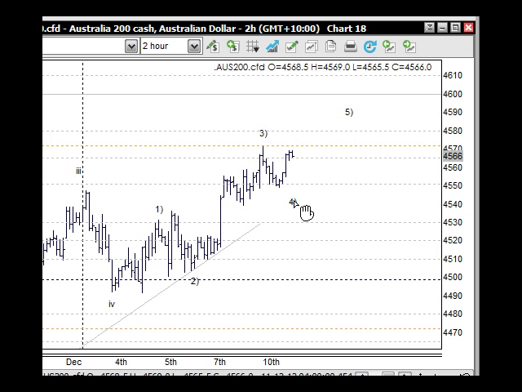4th waves are normally sideways and complicated, so we could end up with some sort of triangle pattern through here before we see a break to the upside. The old highs on the cash are around the 4581. So, the target was for the 46 up here. So, we need to expect some sort of corrective pattern across here.